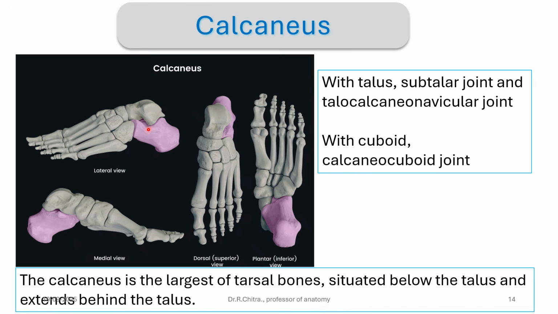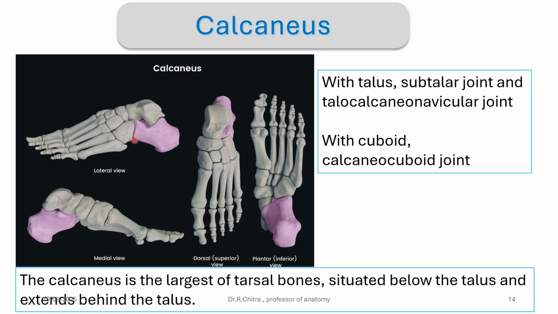It has 6 surfaces: upper surface; this is the plantar surface which has the tubercles; the medial surface which has the projection called sustentaculum tali, by which we can identify the side; and this is the anterior surface and this is the posterior surface which gives attachment to the Achilles tendon. So if this Achilles tendon pulls the calcaneus, it raises the heel, that is the plantar flexion.